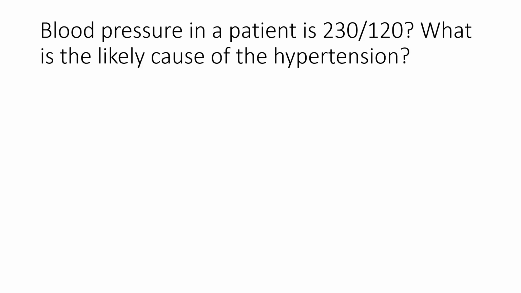Question number 4. Blood pressure in a patient is 230 over 120. What is the likely cause of hypertension? That's right, volume overload. High blood pressure is an important clue to a patient's volume status, and high blood pressure in a dialysis patient is almost always secondary to volume overload.